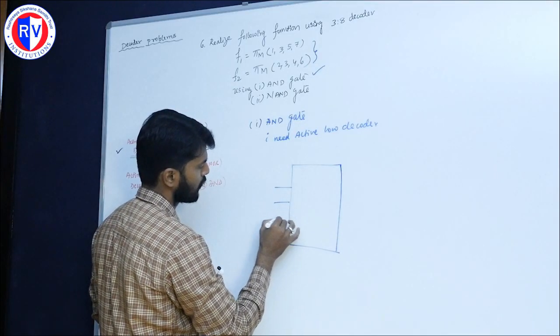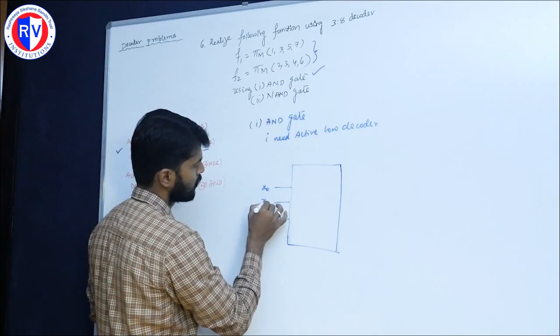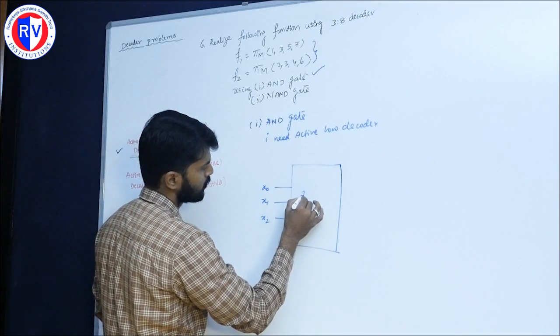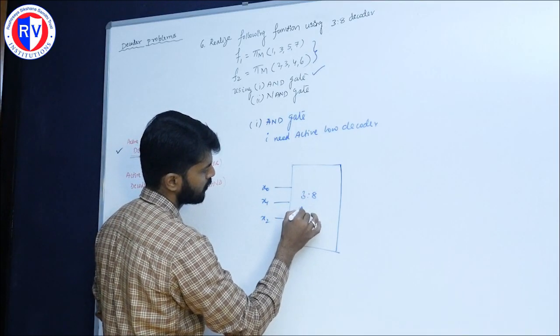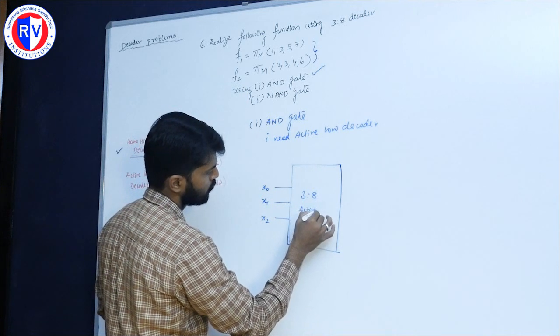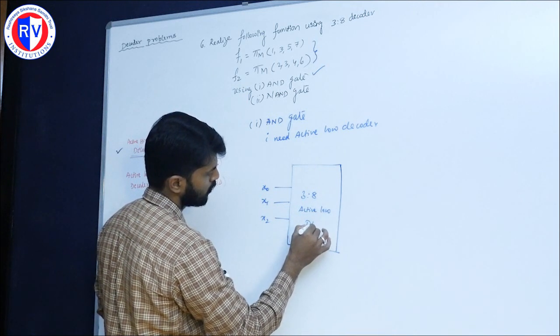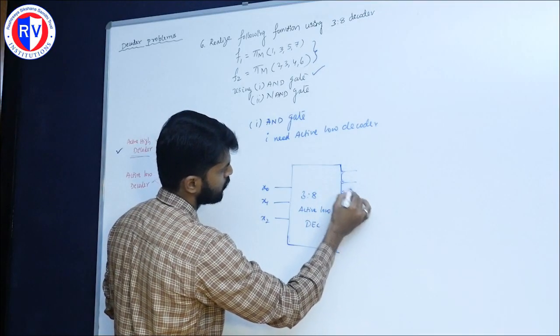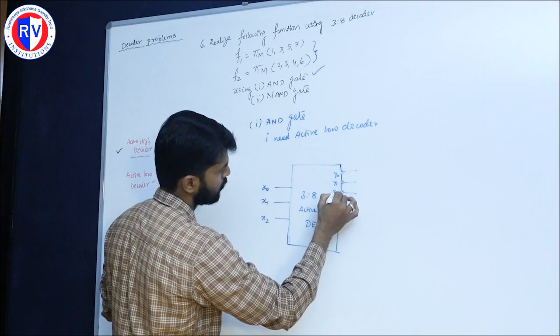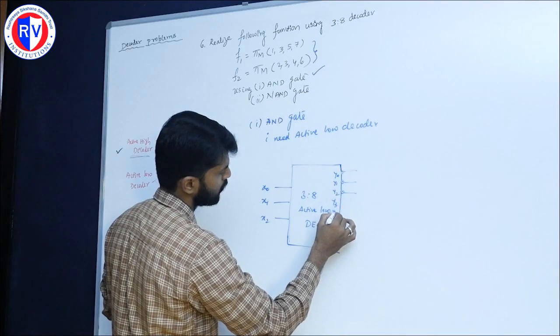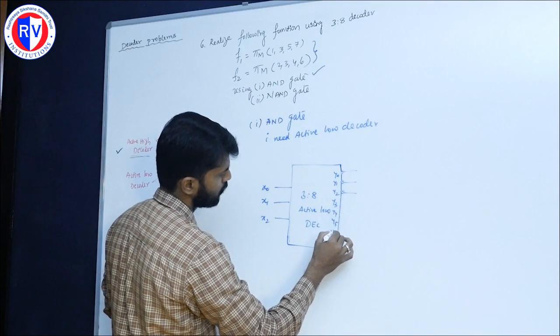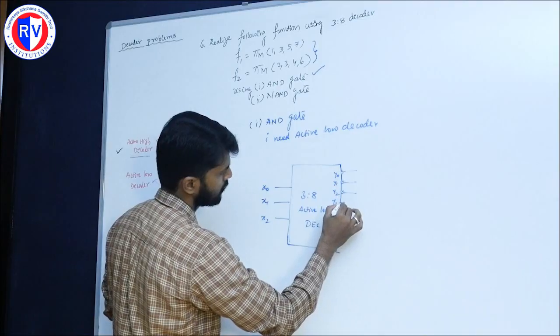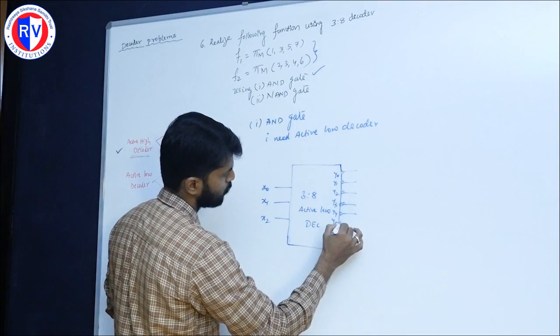A 3 to 8 active low decoder, with inputs X0, X1 and X2. This is the 3:8 active low decoder, and it has outputs Y0, Y1, Y2, Y3, Y4, Y5, Y6 and Y7. There are 8 outputs.